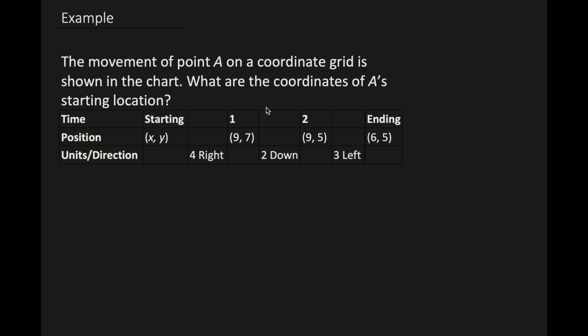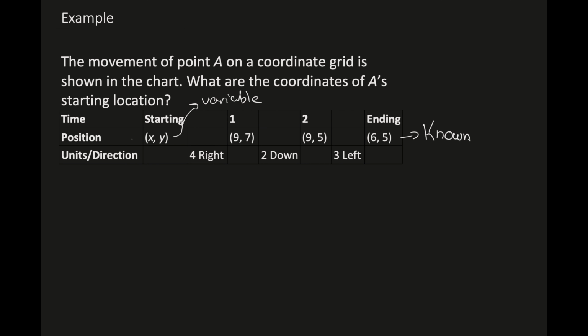The movement of point A on a coordinate grid is shown in the chart. What are the coordinates of A's starting location? When you first look at this, you're noticing that we don't know where to start, because literally the start is a variable. But the ending is known. It is a known fact. It's 6, 5. Those are the coordinates. So we can solve this problem using those coordinates and all this information here. How? Let me show you.